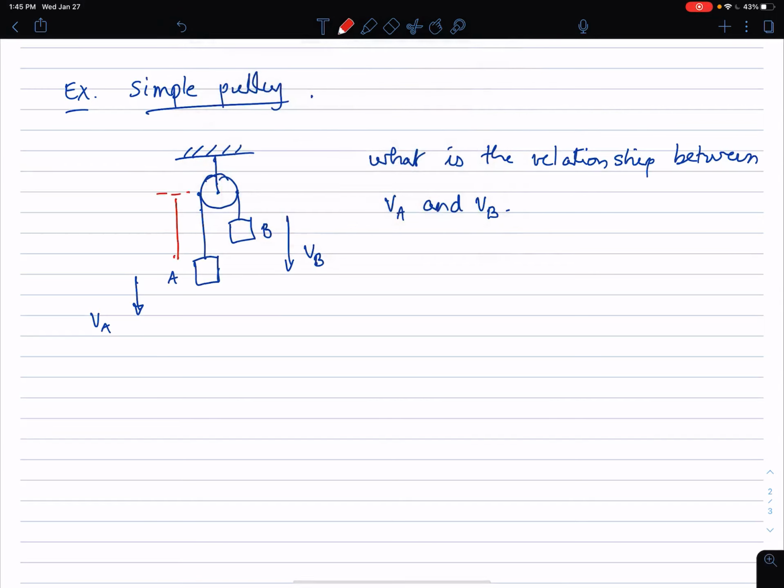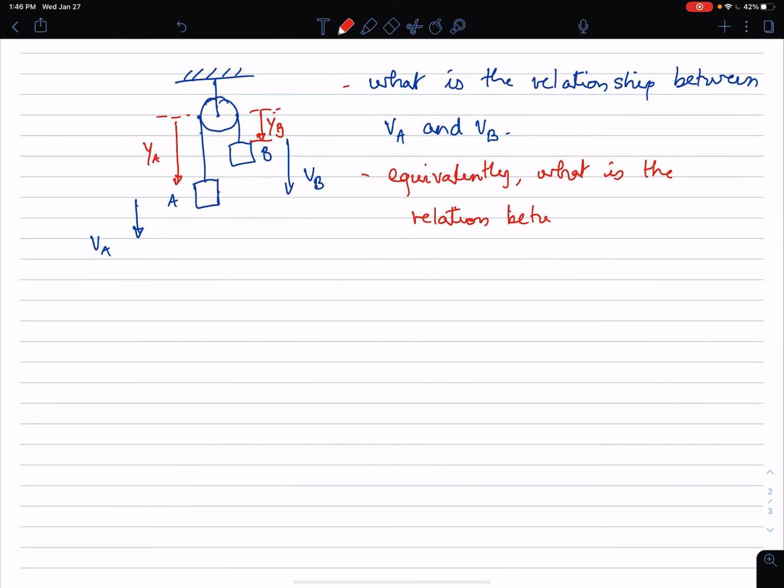Or if we say this is YA, and this is YB, the position of B relative to the center line and the position of A relative to the center line, equivalently, what is the relation between YA dot and YB dot?